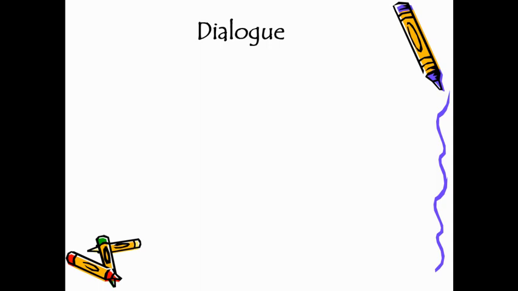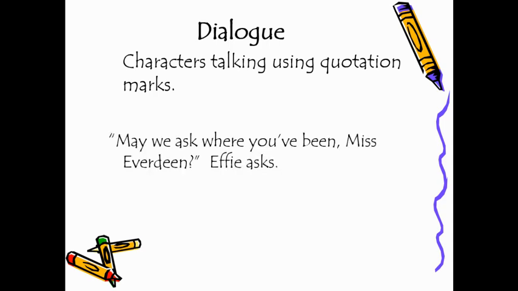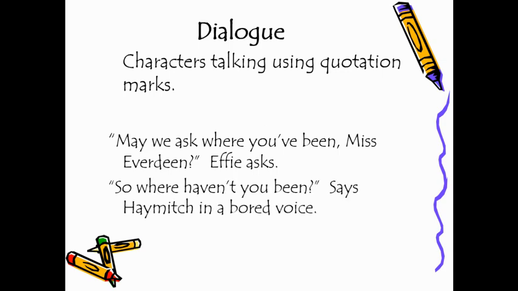Dialogue then is basic conversation between characters, but it's characters talking using quotation marks. So the dialogue is direct speech using quotation marks. For example here, "May we ask where you've been, Miss Everdeen?" Effie asks. "So where haven't you been?" says Hamish in a bored voice. Quotation marks are the 2 little lines on the outside of the words, as you can see here. And here. So that is direct conversation between characters, and that's known as dialogue.